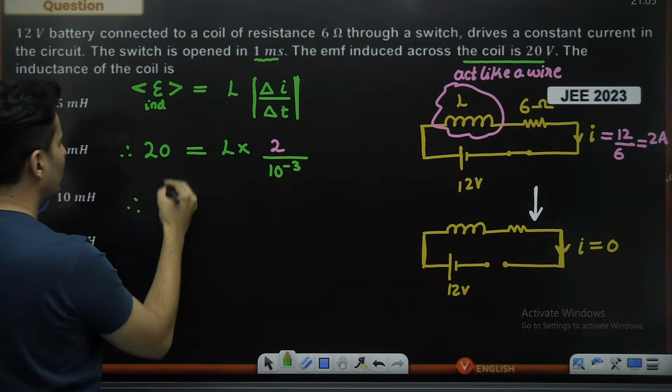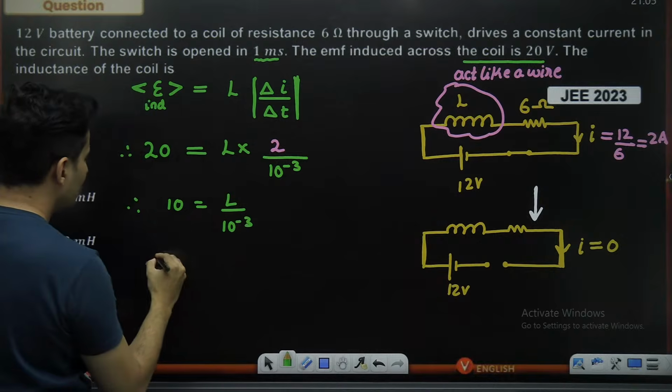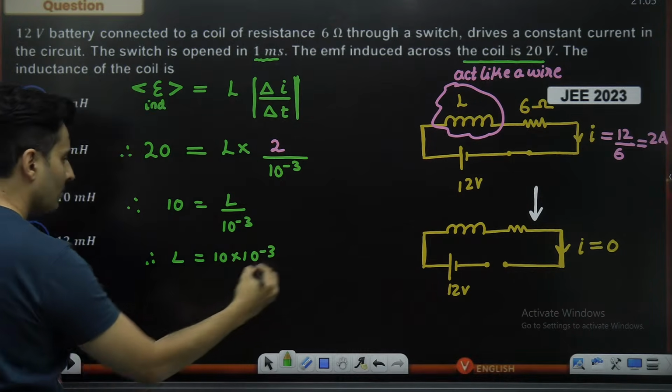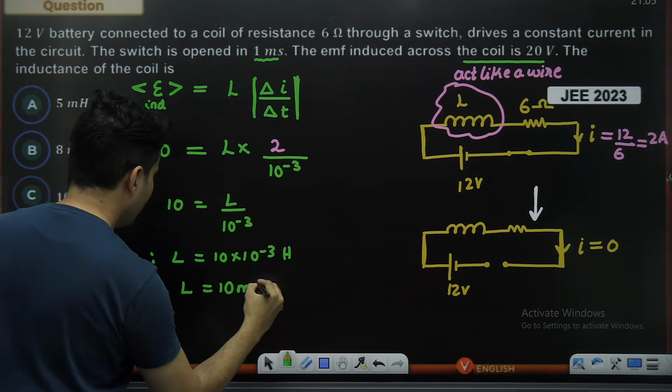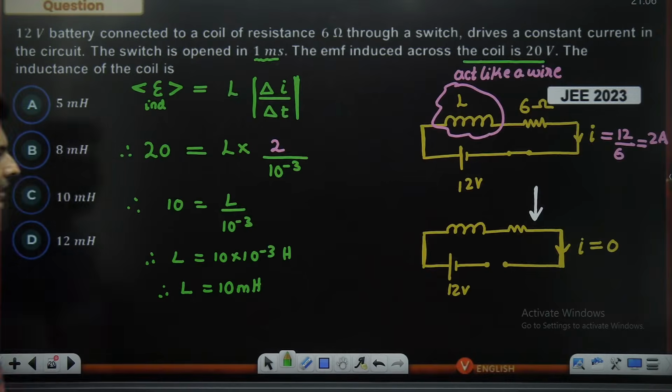That's it. 2 and 2 cancel. We have 10 is equal to L divided by 10 to the power negative 3. So therefore, L will be 10 into 10 to the power minus 3. But this is Henry. Therefore, L will be 10 millihenry. So 10 millihenry is option number C. That is the correct answer.